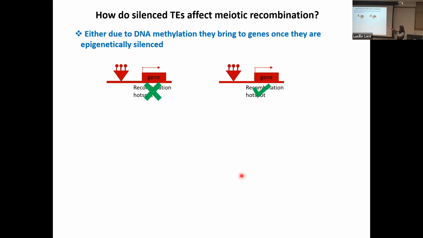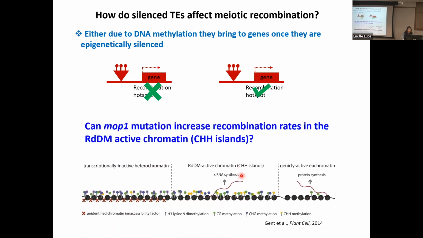So you can do two different ways, right? You can try to induce an insertion and then see whether hot spots become cold spots or not. Or in another way, you can remove that transposon, or remove the silencing of that transposon, to see whether we can create more hot spots or not. So I use the second one, because I have this MOP1 mutation. I know it can remove methylation near genes.